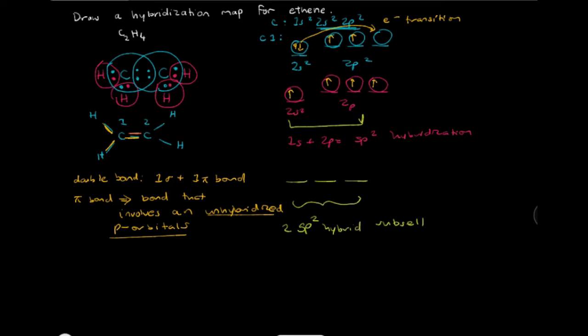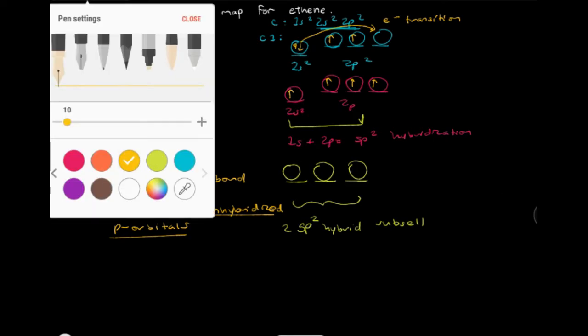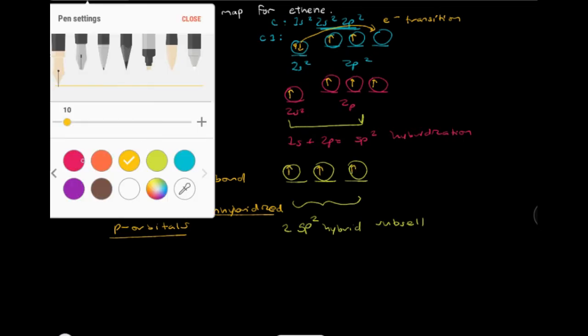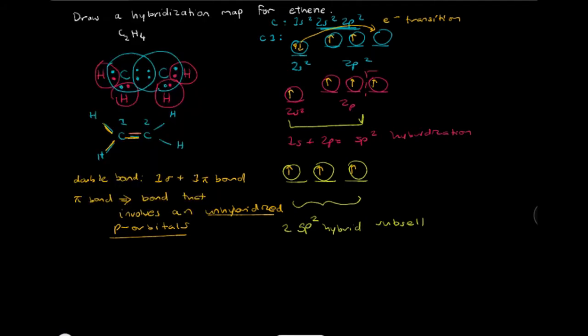And in the sp2 hybrid subshell, there's actually 3 sp2 hybrid orbitals, right? You can see that there. These guys are going to be half-filled. However, we didn't hybridize this last orbital here. This guy is actually by itself. This is unhybridized.